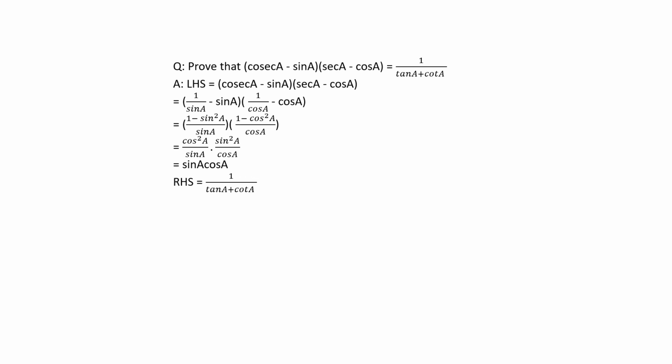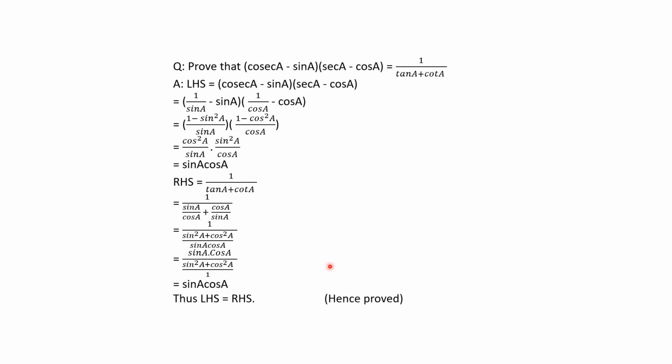Now in the right hand side, 1 by tan a plus cot a, it can be written as 1 by sin a by cos a plus cos a by sin a, or 1 by sin square a plus cos square a whole divided by sin a cos a. Now this sin a cos a, the denominator, can be taken as the numerator, so we can write it as sin a into cos a by sin square a plus cos square a by 1, or it is nothing but sin a into cos a. That means left hand side equals right hand side.